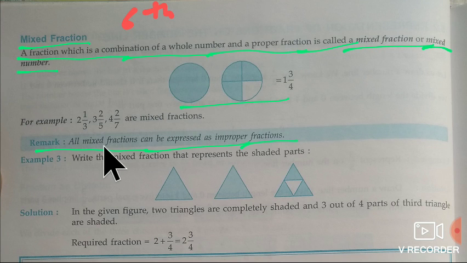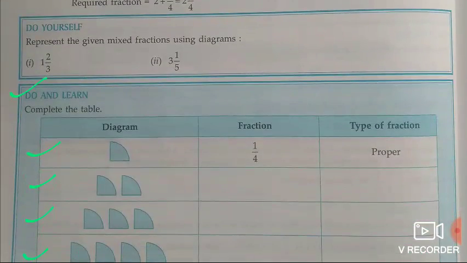Remark: all mixed fractions can be expressed as improper fractions. Because 3 twos are 6 and 1, 7 upon 3 is an improper fraction. 5 threes are 15 and 2, 17 upon 5 is an improper fraction. 4 sevens are 28 and 2, 30 upon 7 is an improper fraction. So all mixed fractions can be expressed as improper fractions.